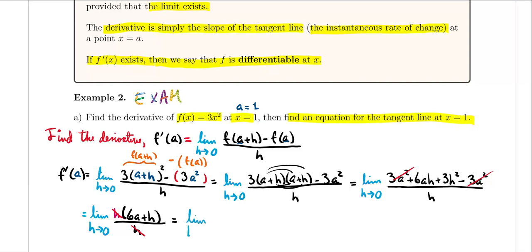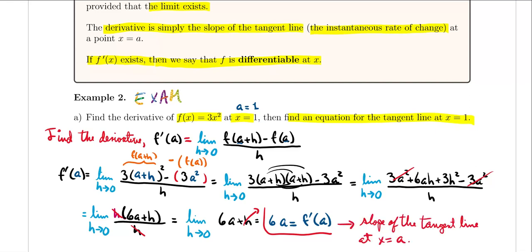But I will write that extra step here. But here, the limit as h goes to 0 of 6a plus h. And since h is going to 0, our final answer here is 6a. This is the derivative evaluated at any a. This is what I want you to obtain. Because now, it doesn't matter what a I give you, you know what the derivative will be. The derivative will simply be 6 times a. In other words, this is telling us the slope of the tangent line at x equals a.